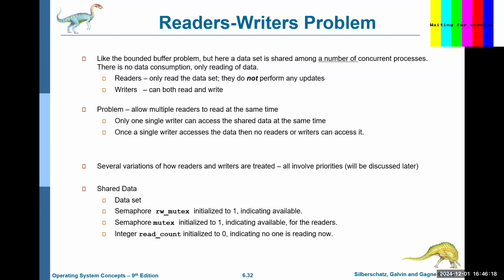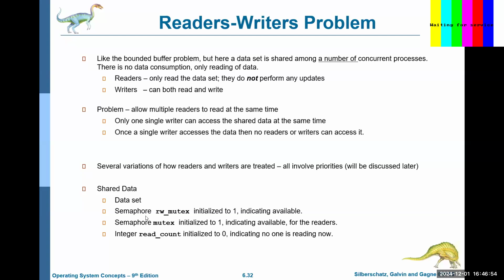We want to allow multiple readers to read at the same time. Only one single writer can access the shared data at the same time. We mean like this: not only can he not be writing when somebody else is writing, he can't be writing when somebody else is reading. Because if he's writing when somebody's reading, the reader will get screwed up data. If he's in the middle of changing the data and the reader is reading it, he'll get messy data. Only a single writer accesses the data and no readers or writers can access at the same time. Several variations of how the readers and writers are treated all involve priorities.